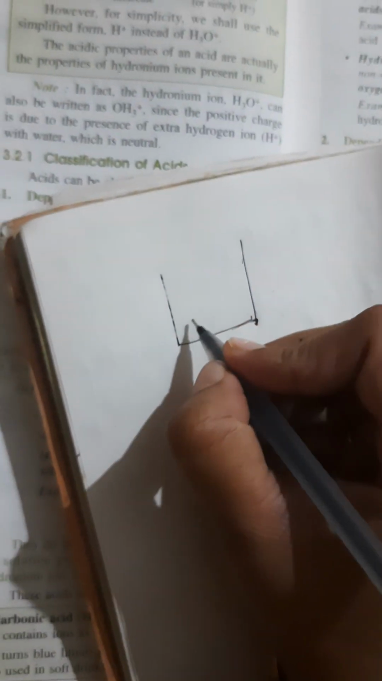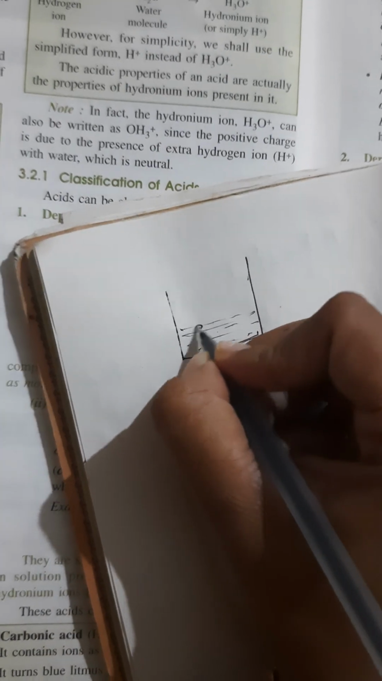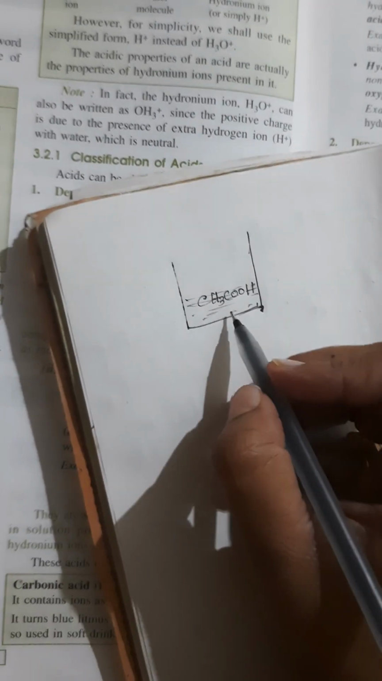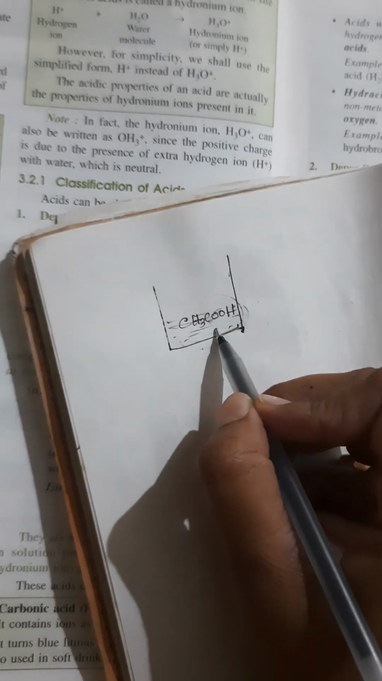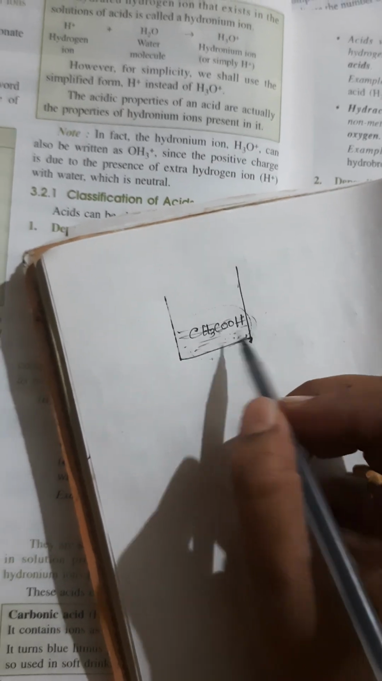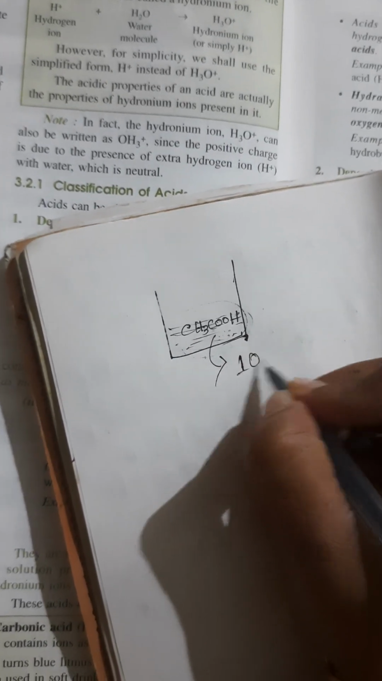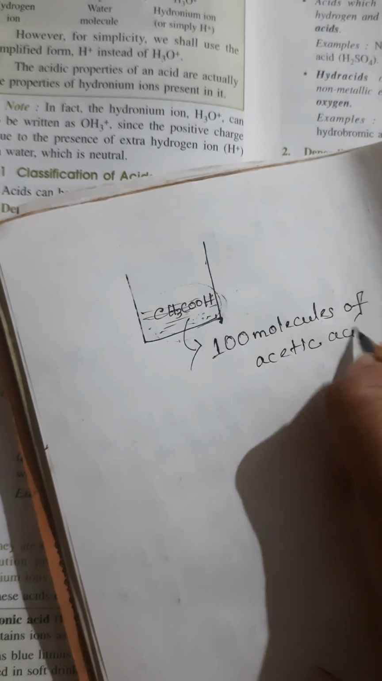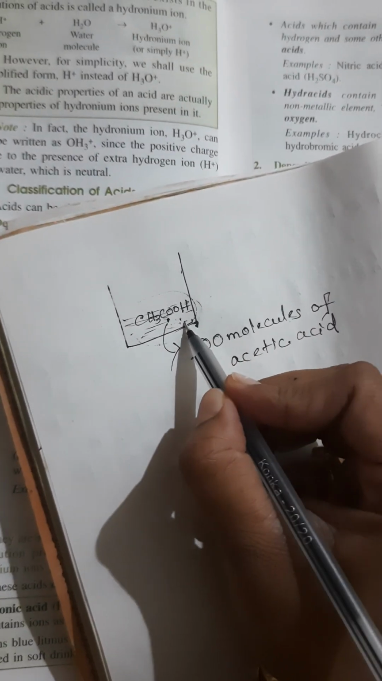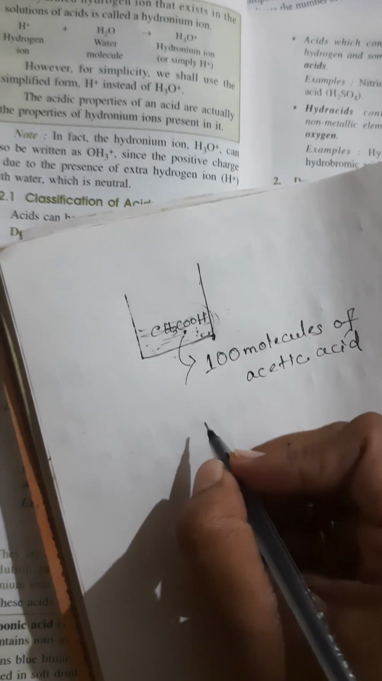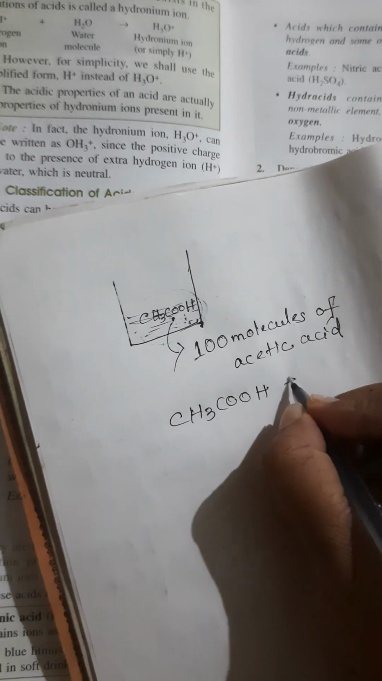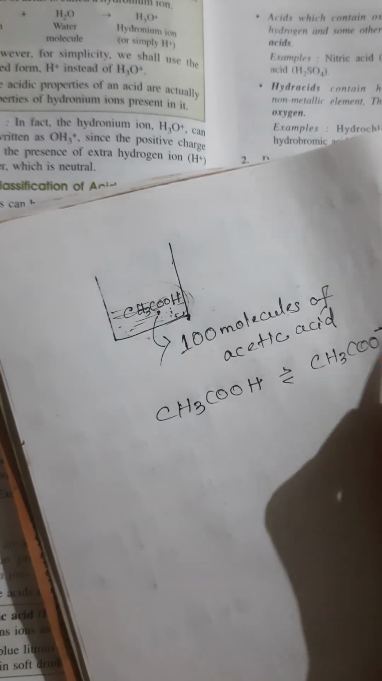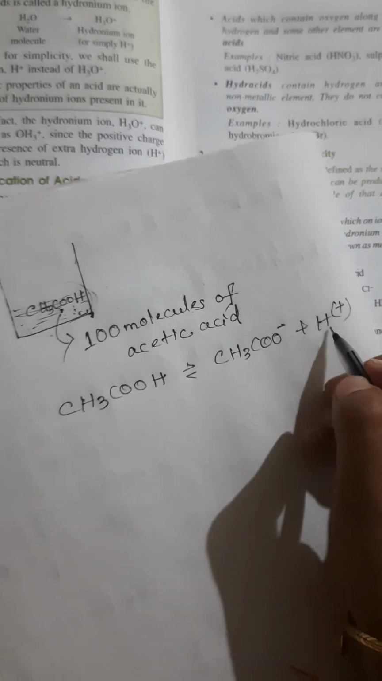So first of all, acetic acid is also an organic acid. We have taken a beaker, and here we have taken some amount of acetic acid, that means CH3COOH. We all know this acetic acid is a weak acid. It cannot dissociate completely. Is this clear? Let us consider 100 molecules of acetic acid we have taken in this beaker. After dissociation, we have got some acetate ion, that means CH3COO minus ion, and H plus ions, because this is an acid, it always gives H plus ion.